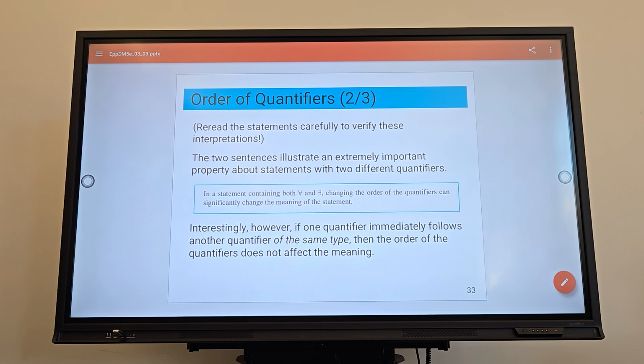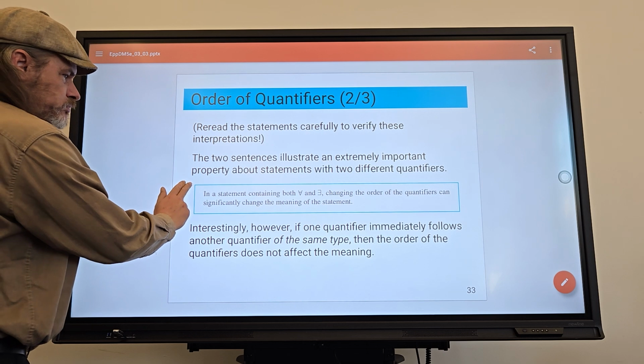Now, the exception to this is if one quantifier immediately follows another quantifier of the same type, then the order of the quantifiers does not affect the meaning. So if it's two universal quantifiers or two existential quantifiers, the order doesn't really matter. Whichever one makes more sense to you.